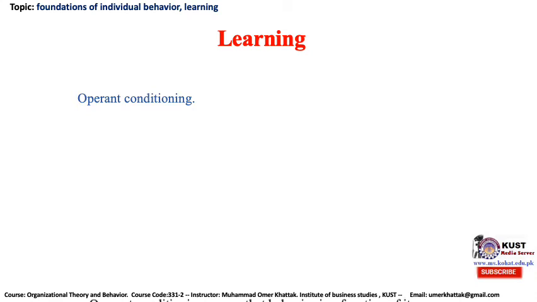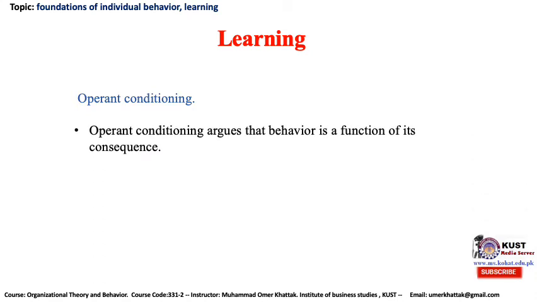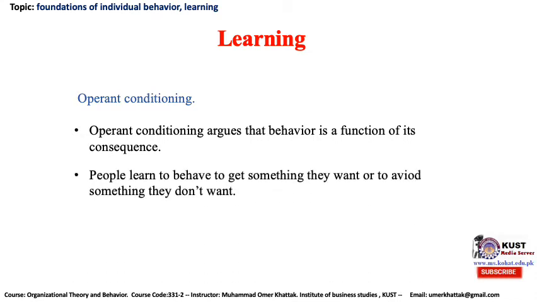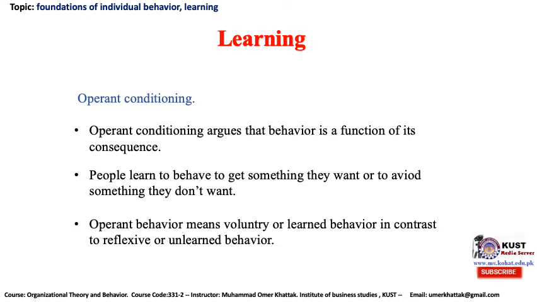Operant conditioning. Operant conditioning argues that behavior is a function of its consequence. People learn to behave to get something they want or to avoid something they don't want. Operant behavior means voluntary or learned behavior in contrast to reflexive or unlearned behavior.